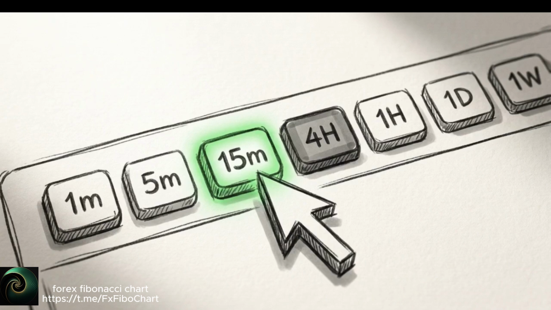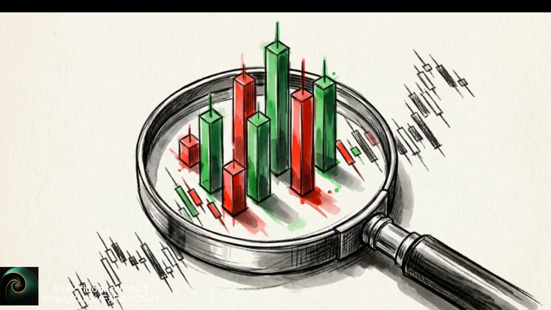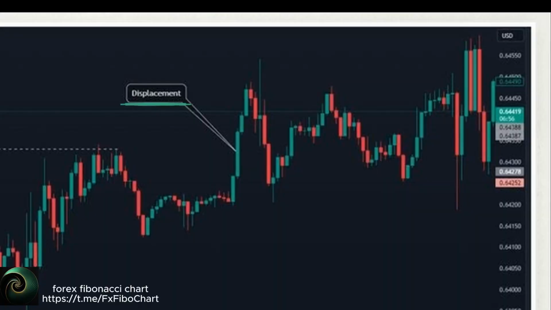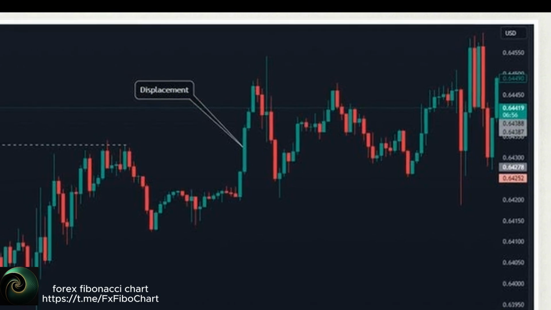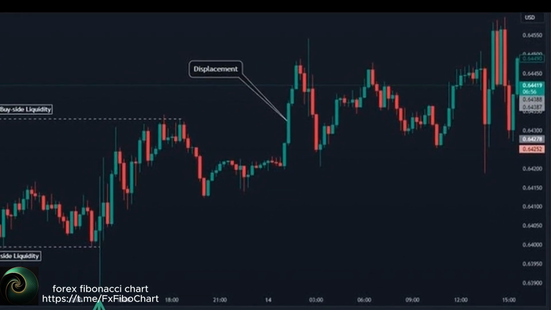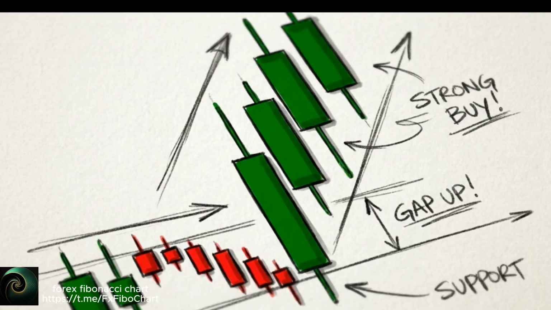Step 3. Confirm the shift. Once the higher timeframe sweep is locked in, zoom into a 15-minute or 5-minute chart to look for entry signals. Look for displacement. As shown here, this is a sudden, forceful wave of long candles moving in the exact opposite direction of the initial sweep.